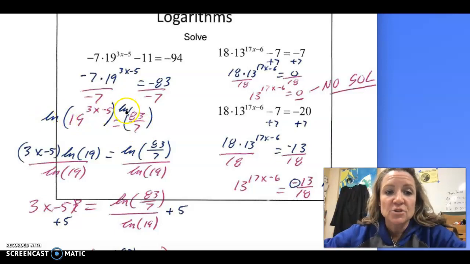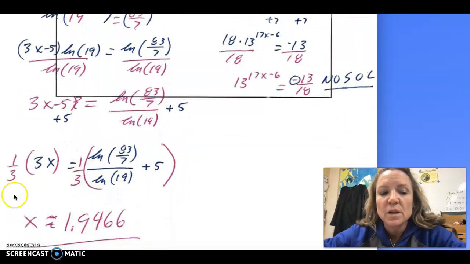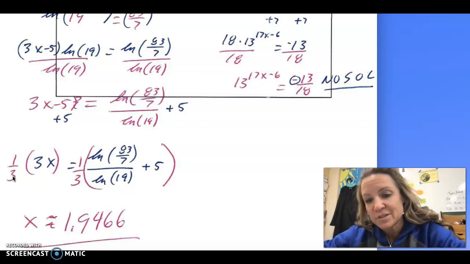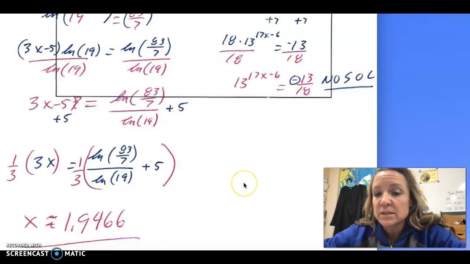Okay? Then we're going to take the natural log of both sides, and then we're going to take that exponent and move it down as the coefficient over here. So we'll have 3x minus 5 times the ln of 19 equals the ln of 83 over 7. So we're going to divide both sides so that they'll cancel, the ln of 19 divided by the ln of 19. And then we're just left with the 3x minus 5. So for the last steps, we're just going to add 5 to both sides. And then we're going to multiply both sides by 1/3, which is the same as dividing by 3. And so you get a decimal that's kind of close to 2, but it's 1.9466.